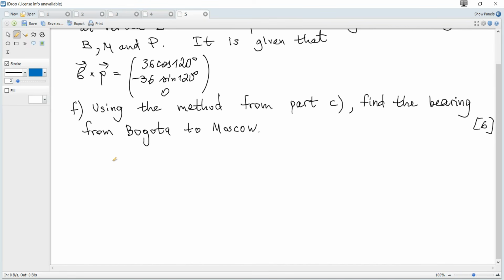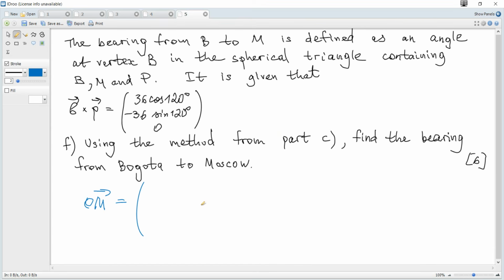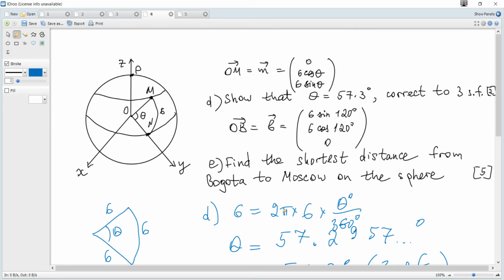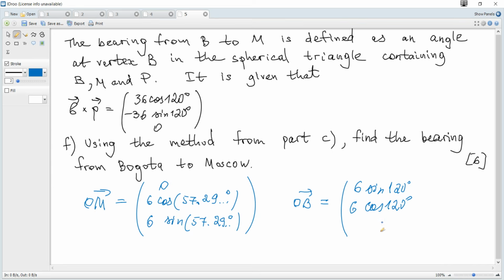So I rewrite that OM is this. It's 0, 6 times cosine of 57.29 and so on degrees (3 significant figures is acceptable, but the exact would be better), and 6 sine of 57.29 and so on. And OB is 6 sine of 120, 6 cosine of 120, and 0.